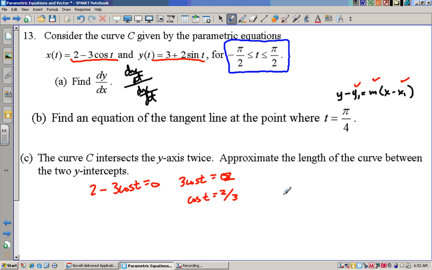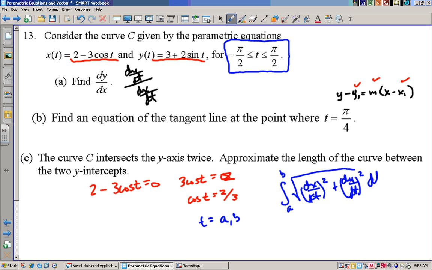When it says approximate the length of the curve between the two y-intercepts, all you're going to need there is your equation for the length of a curve. This right here will give you two t values. You'll find that t equals, we'll say, a and b. Once you have that, approximating the length of the curve between the two y-intercepts will just be your equation for that, which is the integral from a to b of the square root of (dx/dt) squared plus (dy/dt) squared dt. Again, where do we get these from? You have dy/dt here, you'll have dx/dt here. Set it up, you can use your calculator for it, and you have an answer.